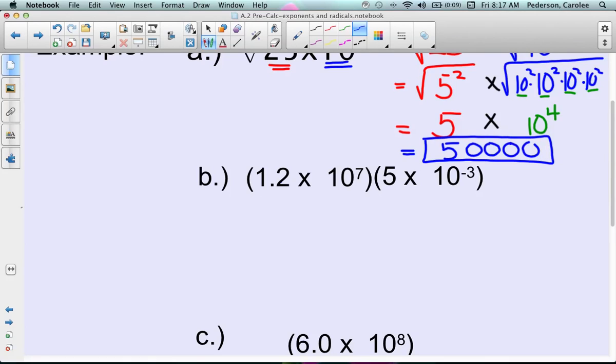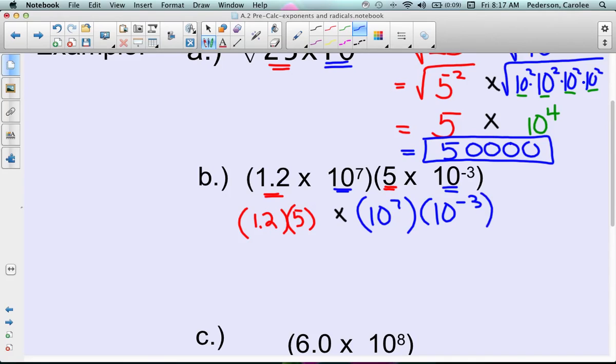This next one is a set of scientific numbers multiplied together. And what you do is you multiply each piece. The 1.2 and the 5 get multiplied together. So 1.2 times 5. And then the 10 pieces get multiplied together. So 10 to the 7th times 10 to the negative 3. And now we simplify each piece.